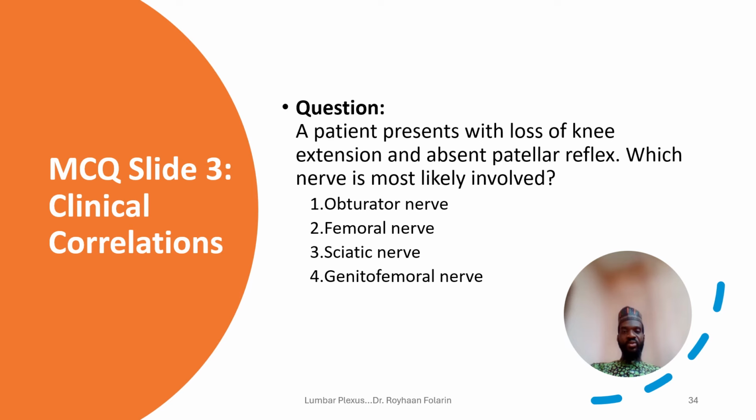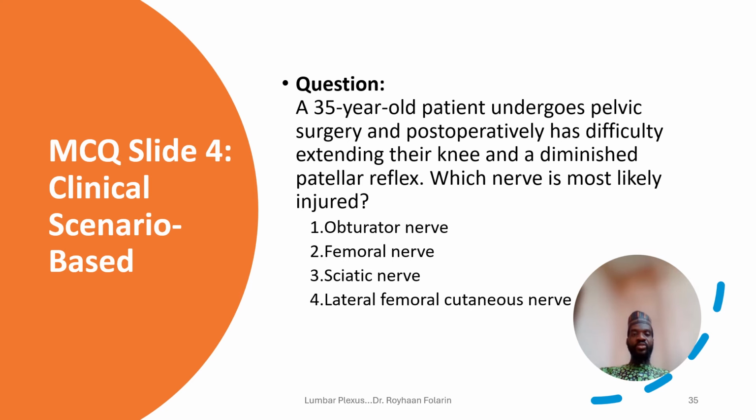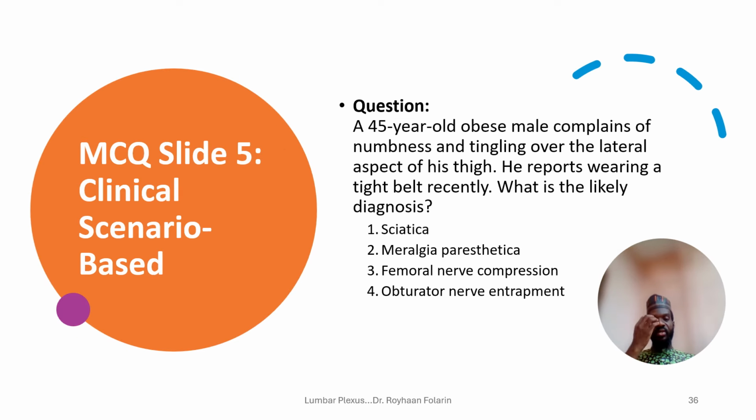A patient presents with loss of knee extension and absent patellar reflex. Which nerve is most likely involved? Is it the obturator nerve, the femoral nerve, the sciatic nerve, or the genitofemoral nerve? Also, the next question: a 35-year-old patient undergoes pelvic surgery and postoperatively develops difficulty in extending their knee, and they also have a diminished patellar reflex. Which nerve is most likely injured?